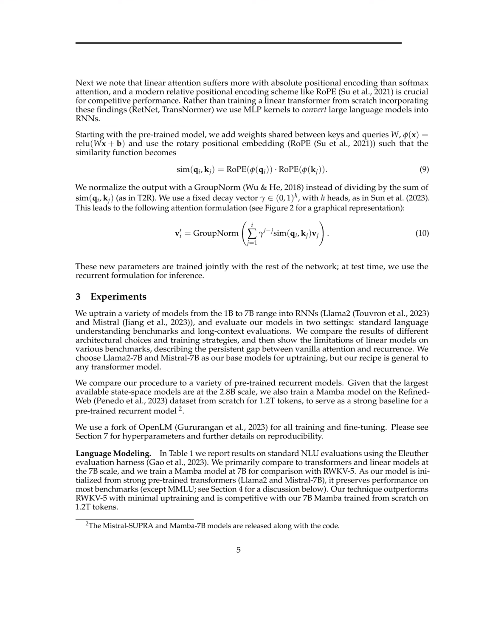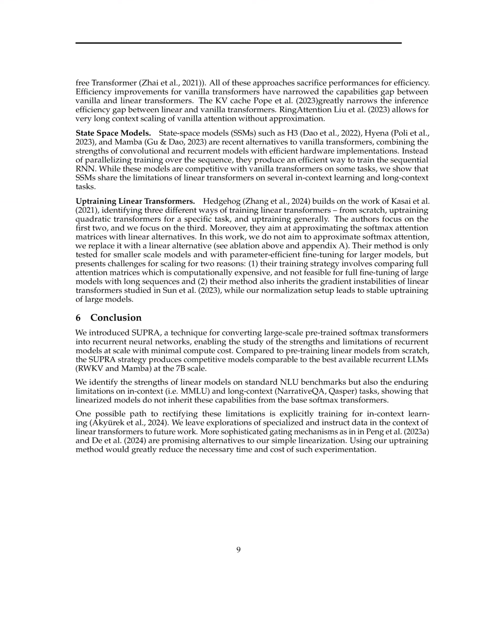The models are evaluated in the experiment section by uptraining a variety of models ranging from 1B to 7B into RNNs, specifically focusing on models like Llama 2 and Mistral. The evaluation includes two settings: standard language understanding benchmarks and long context evaluations. The performance of different architectural choices and training strategies is compared, highlighting the limitations of linear models on various benchmarks and revealing a persistent gap between vanilla attention and recurrence.